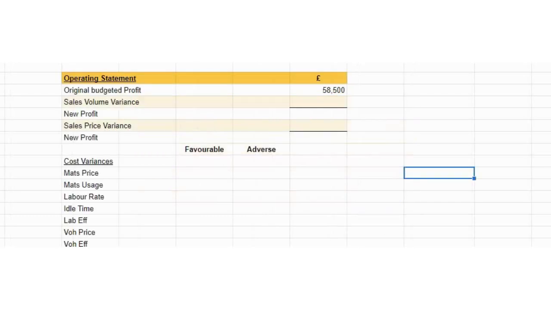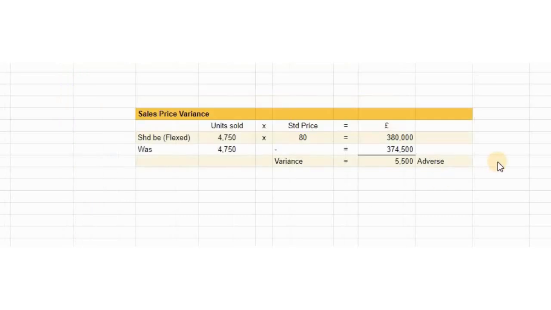The operating statement is a statement which helps to explain the difference between the budgeted profit, the flexed budgeted profit, and the actual profit. So here we can see the original budgeted profit was 58,500, and we had a sales volume variance which was 3,250 favourable. So this will give us a new profit of 61,750. However, the sales price variance was 5,500 adverse, meaning that we didn't get what we expected to get from the sales revenue from the flexed budget.